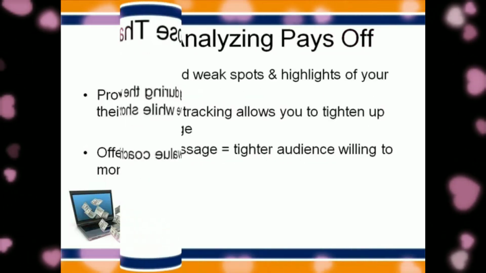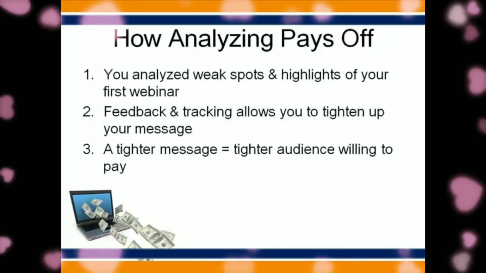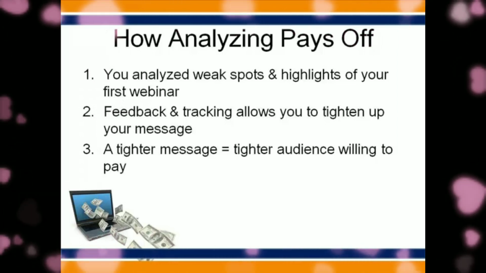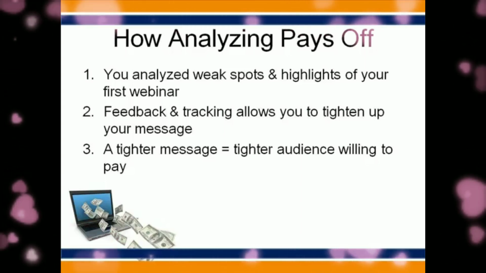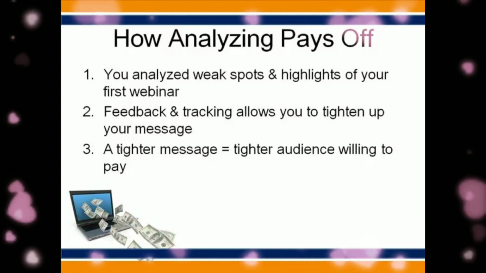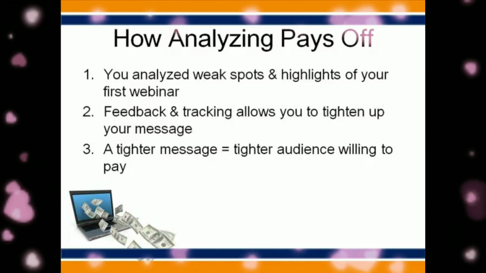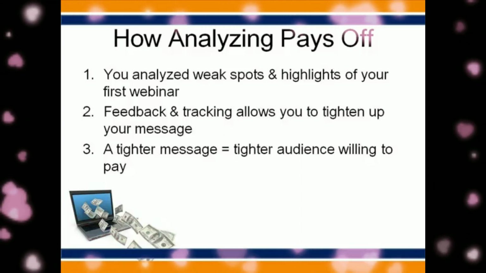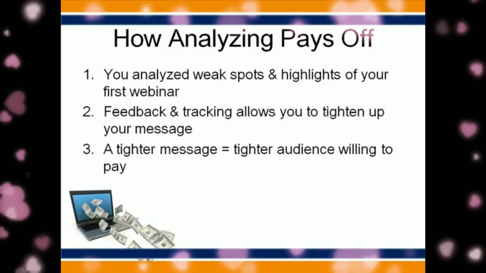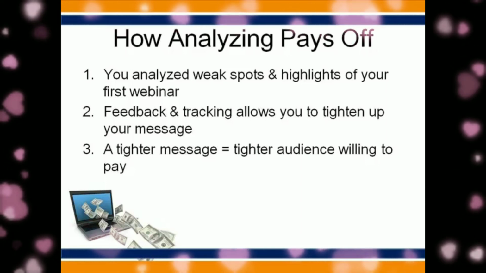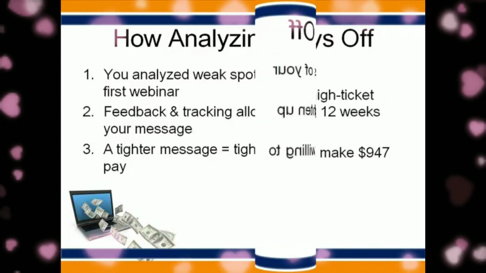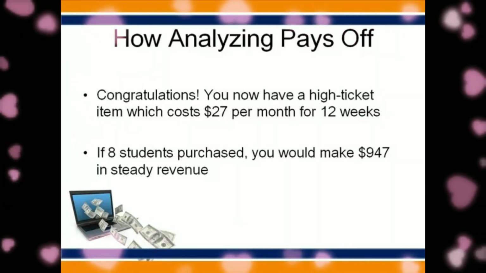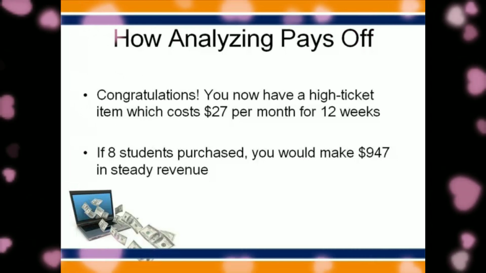In this second model, you analyzed weak spots and high points from your first unsuccessful webinar, the one where you sold only 2 copies of your ebook. You used your feedback analysis and tracking to tighten up your message, sales material, and promotional focus. You ensure you are targeting an even tighter audience and ascertained that they are actually willing to pay for the information you're presenting. Congratulations! You have repurposed that ebook and presented it as a higher ticket coaching program or interactive tutorial series.